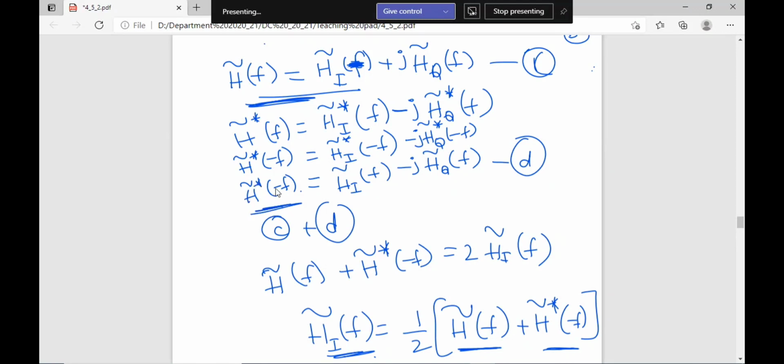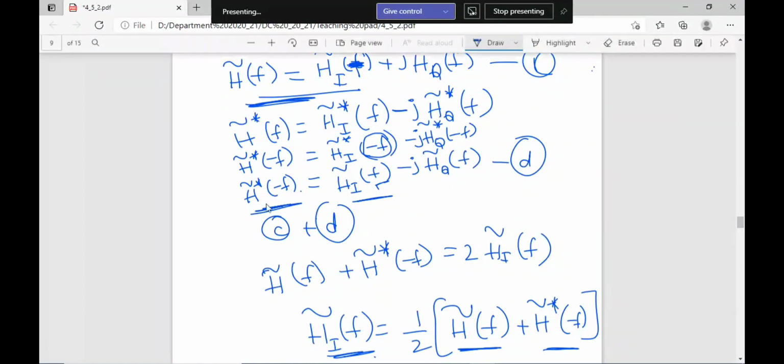So if I take h tilde star of minus f, I'll have h_I tilde star of minus f minus j h_Q tilde star of minus f. And h_I tilde star of minus f can be represented as h_I tilde of f, since minus of minus f will be plus f. In the same way, h_Q tilde star of minus f is nothing but h_Q tilde of f, minus of minus f being plus f. So this I've got.